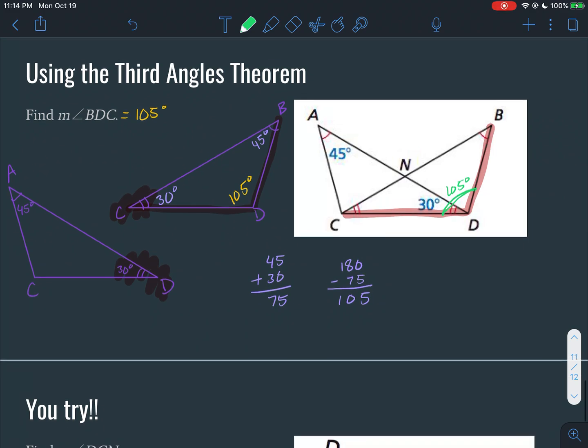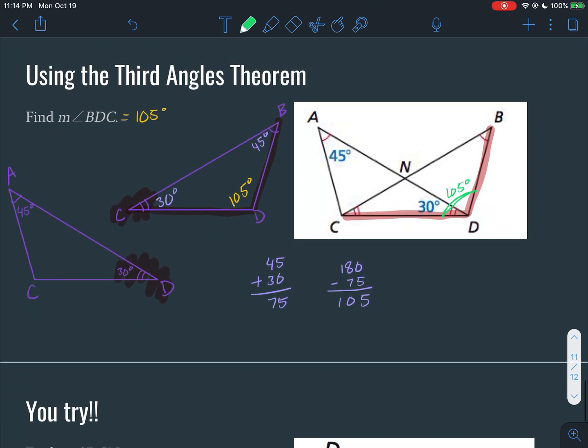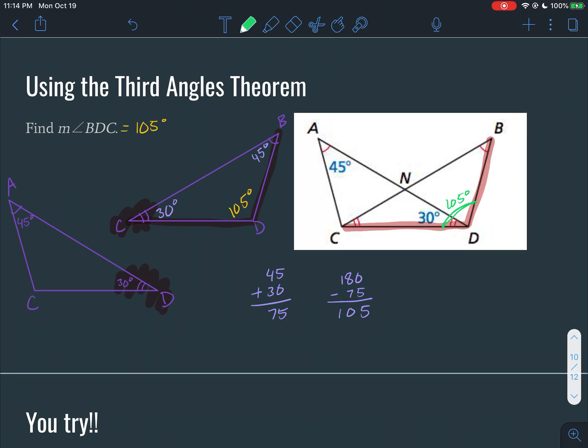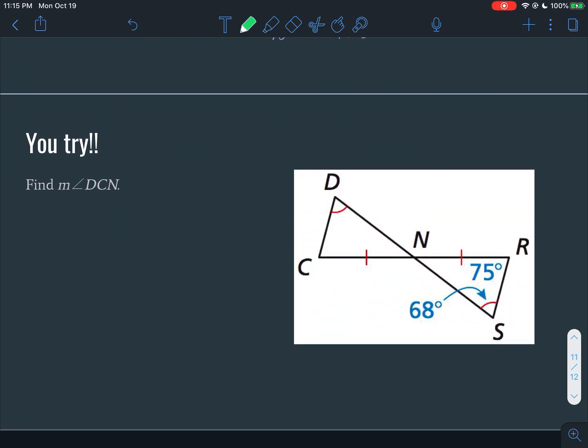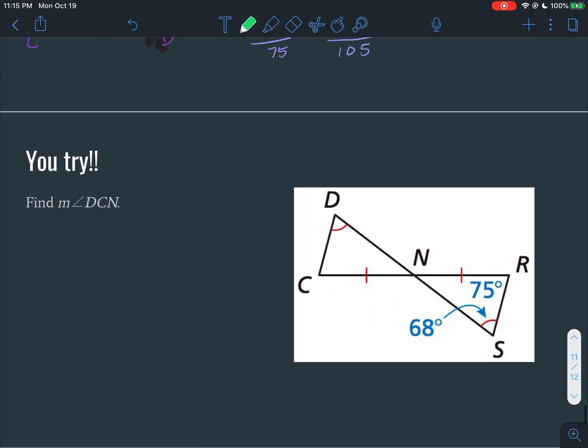All right. So on these, it's only confusing because they're stacked on top of each other. So separate them and label what you know. And then find angle D or angle BDC. All I did was add the 2 known angles together and then subtract that from 180. All right, so you try.